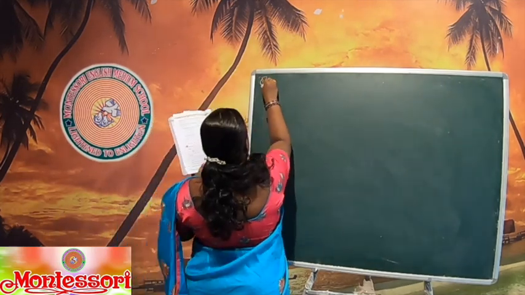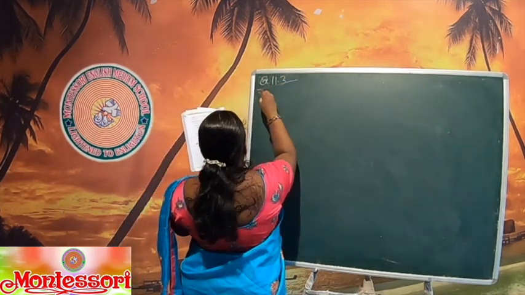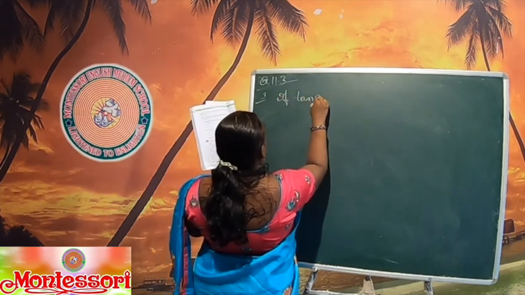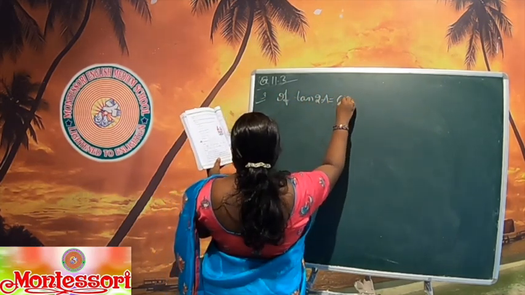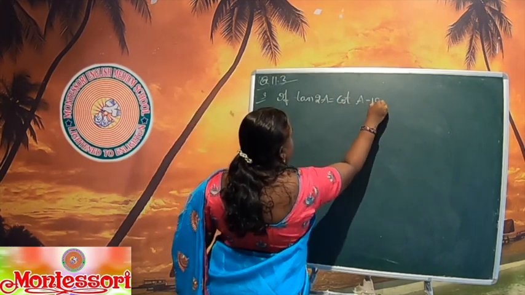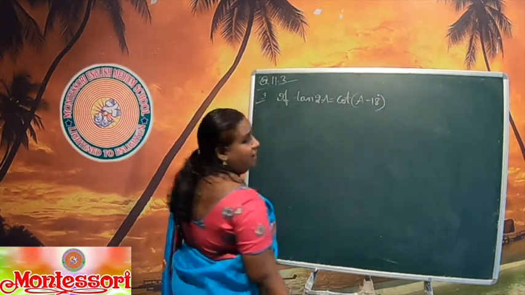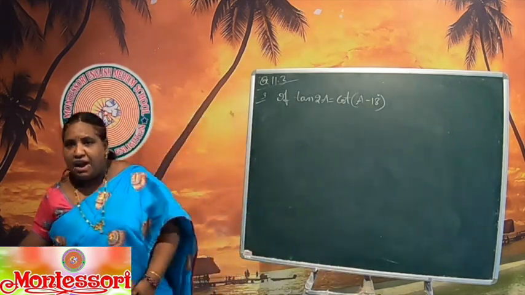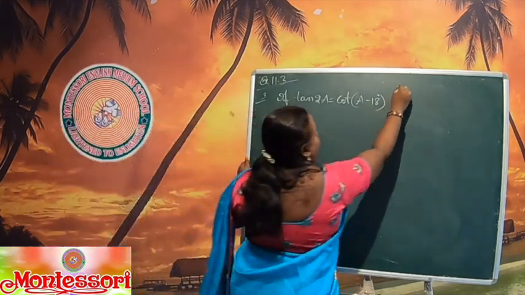So exercise 11.3. Very easy sum, third sum, that is: if tan 2A is equal to cot(A minus 18), where 2A is an acute angle, find the value of A. Find the value of A.